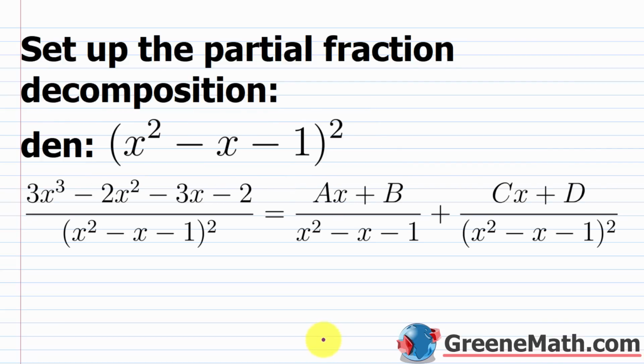All right, so we're going to set up the partial fraction decomposition. Again, this is my denominator. This is squared here, so you've got to have the first power and then squared. So ax plus b over x squared minus x minus 1, so that's for the first power, then plus your cx plus d over the quantity x squared minus x minus 1 squared.